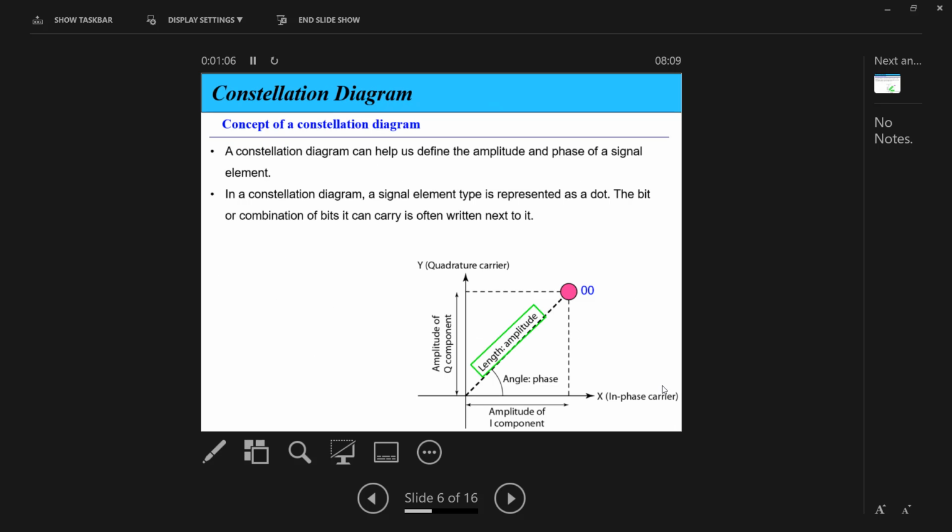Then we talked about the constellation diagram, and we said that we can represent different types of modulation using a constellation diagram, where we put the in-phase carrier and out-of-phase carrier on the x-axis and y-axis, and represent each signal element by one point, and next to this point we'll put the value of this signal element, or how many bits are included in this signal element. By the way, we name this point with this value a symbol. So how many bits we put in one signal element, we name it a symbol. And the angle will represent the phase. So by this constellation diagram, we can represent any modulation type.